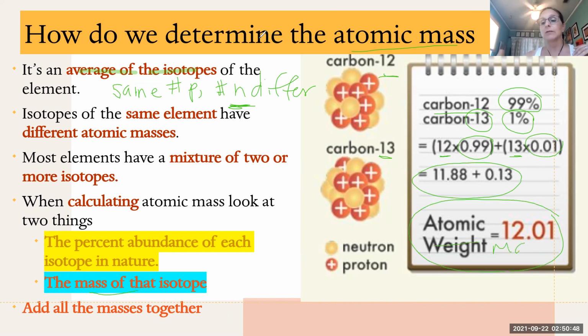This is the same thing as saying atomic mass. So the atomic mass is an average of the isotopes. That's basically what it is. An atomic mass is the average of the isotopes, which is why it has a decimal place there. It's because it's an average.